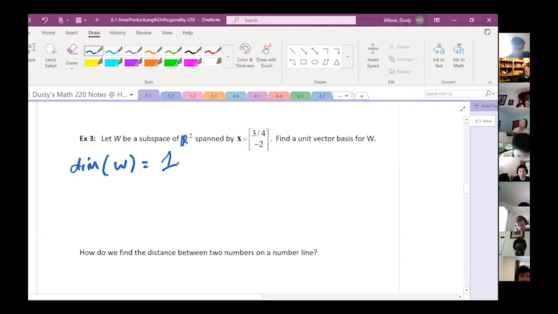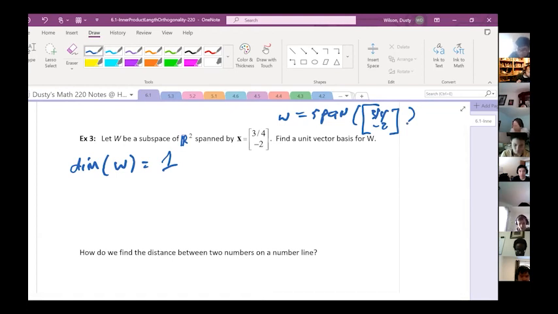It's just 1. Yeah. Why is it 1? Because this is a funny way of saying that W is equal to the span of (3/4, -2). If W is equal to the span of (3/4, -2), there's one linearly independent vector that spans the whole thing. So the dimension will be 1. All right, so now we already have a basis. The basis is (3/4, -2).